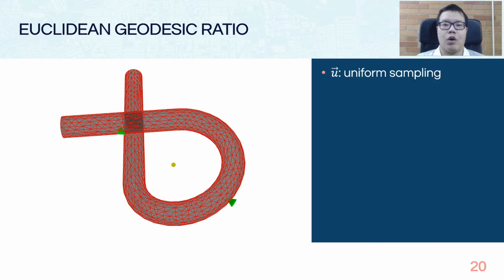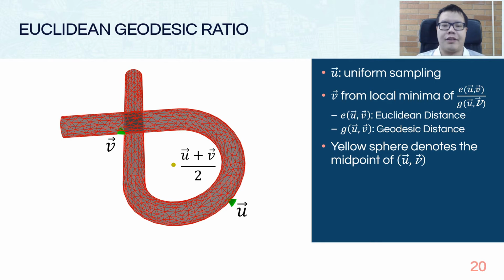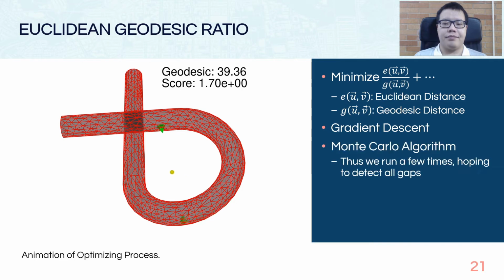Our feature detection algorithm starts from a uniformly sampled mesh vertex U, and then finds another initial vertex V from the local minimum of the Euclidean to geodesic ratio field by fixing U. The yellow sphere here is the midpoint between U and V. Starting from the initial UV, we use gradient descent to minimize the Euclidean to geodesic ratio. And the final output is the Euclidean to geodesic ratio feature.